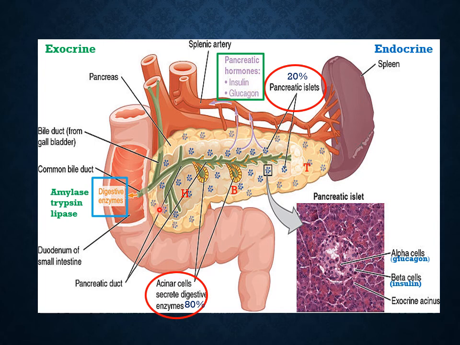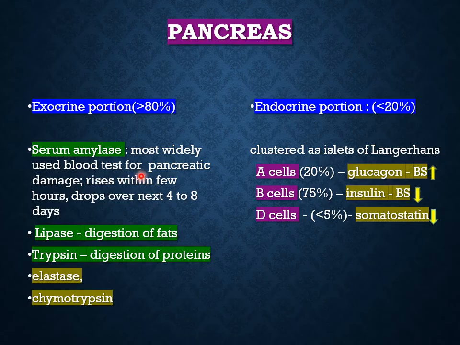The pancreas is closely associated with the second part of the duodenum, the splenic artery and vein, and the lower part of the hilum of the spleen. These are important when operations on the pancreas are contemplated. As I said, the pancreas consists of an exocrine portion, which is the predominant component, and an endocrine portion, which contributes less than a quarter of the gland.